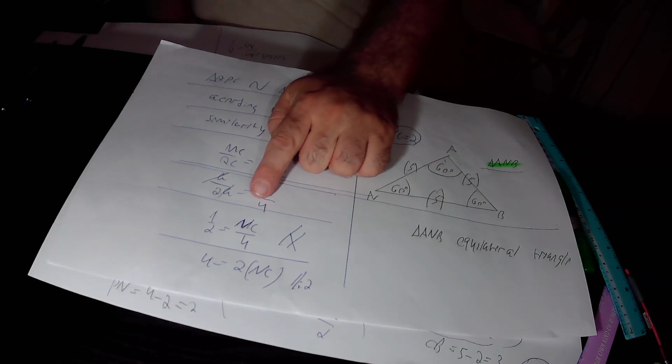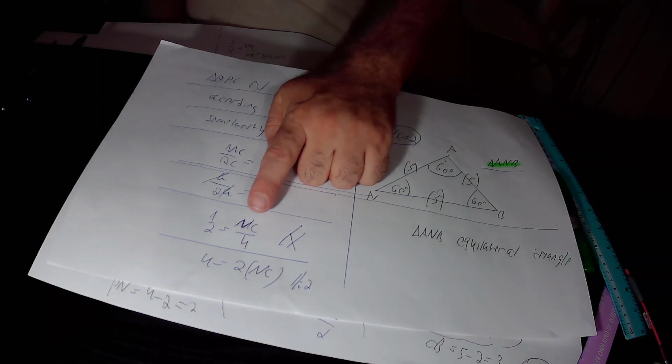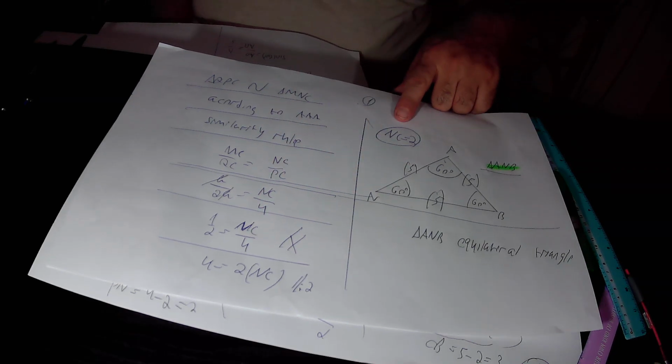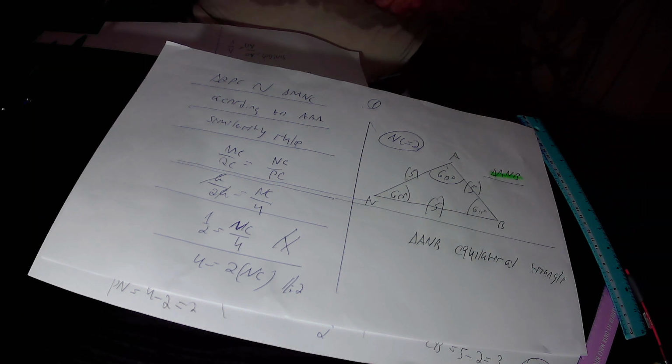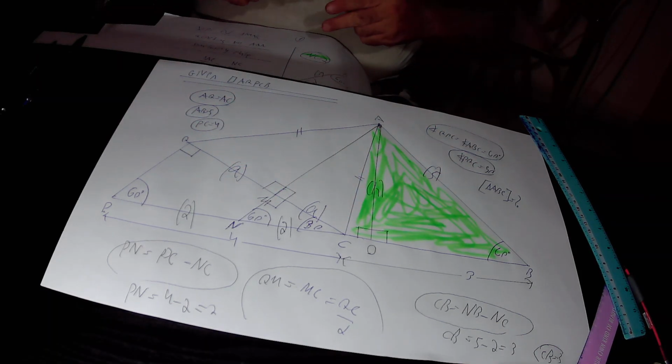Here we cross multiply this equation and finally find out that 4 equals 2 times NC. Here we divide this equation by 2 and finally find out that NC equals 4 over 2, that is 2. So NC equals 2 units in its length. This is side NC that is equal to 2 units in its length.